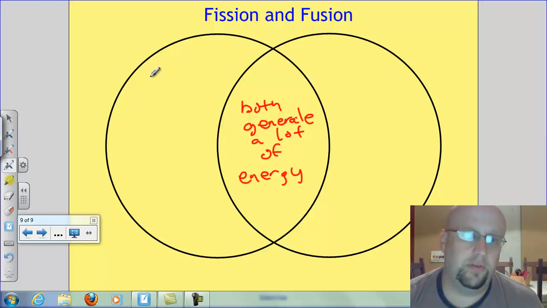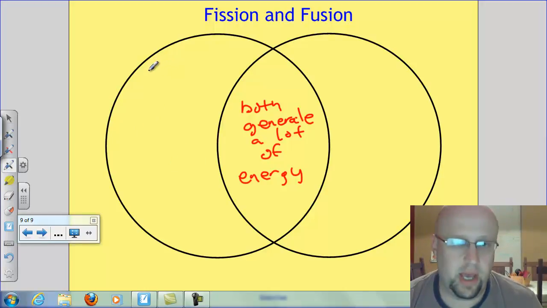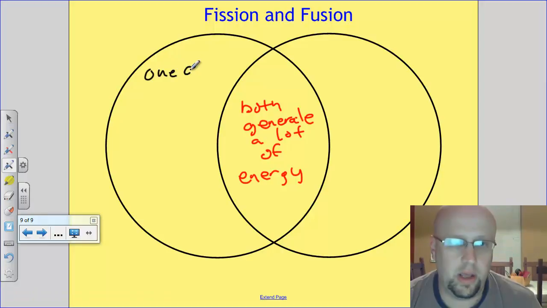So on the fission side, then, what do we have? We have one atom splitting.